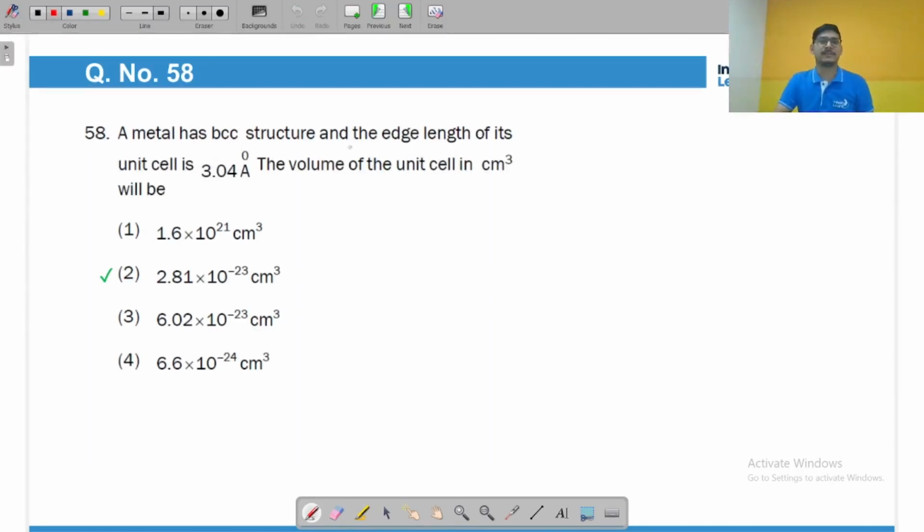A metal has BCC structure, the edge length is given. The volume of the unit cell, we are assuming the unit cell to be cubic. Yes, because body centered cubic. So volume would be edge length cubed, and an angstrom in terms of centimeter is 10 raised to the power minus 8 centimeter. So you just calculate the cube of this number. So this would come out to be the correct answer.